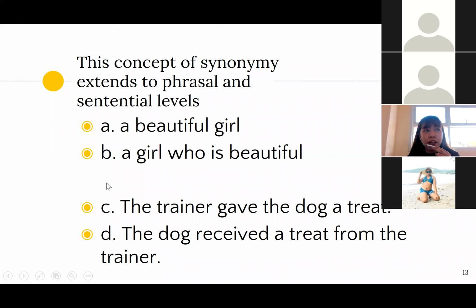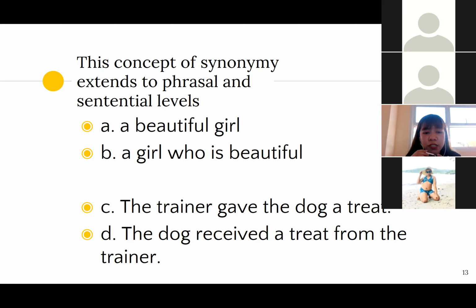For example, you have there letter A, a beautiful girl, and letter B, a girl who is beautiful. So they have the same sense or meaning although na-rearrange ang words. Tama ba? Beautiful girl or girl who is beautiful, ibig sabihin gwapa ang babae, or attractive girl. Kumbaga, that is the message, or it contains the same sense.